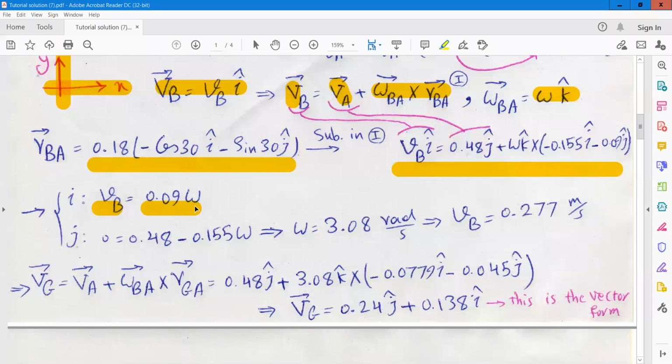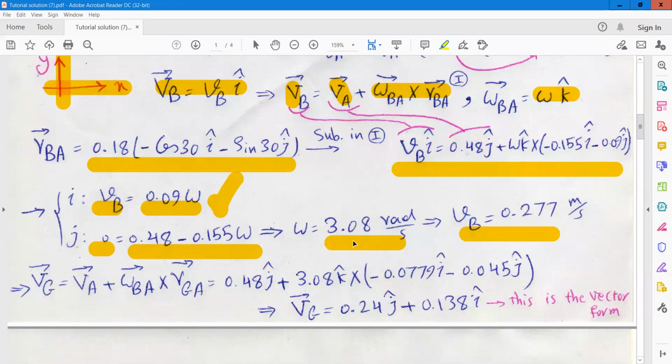0.09 times omega. And for the J, we have this term in the left hand side is 0, and in the right hand side we will have 0.48 minus 0.155 omega. So from this second equation, you can obtain omega and then obtain the velocity by substituting into the first equation. And when you substitute here, you can obtain the velocity of point B.